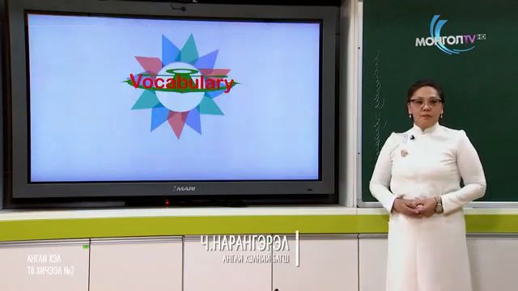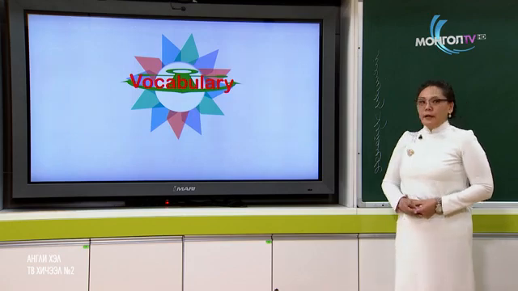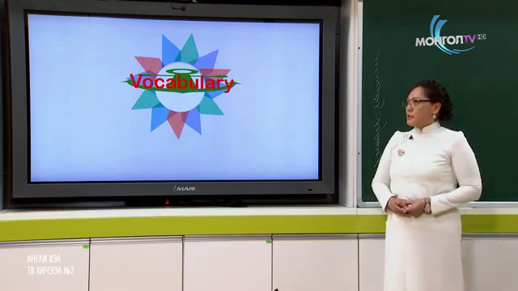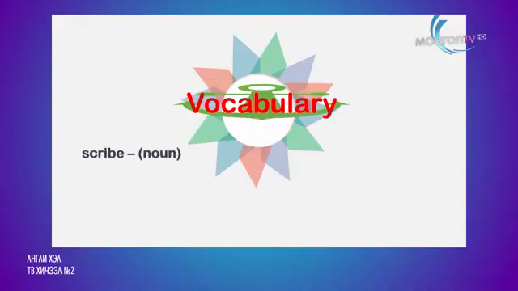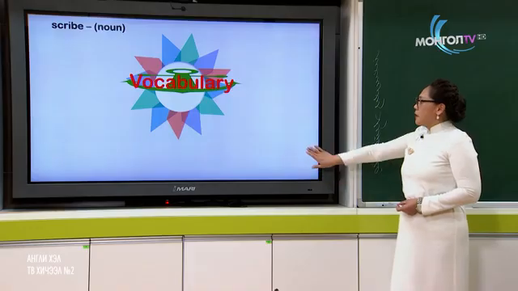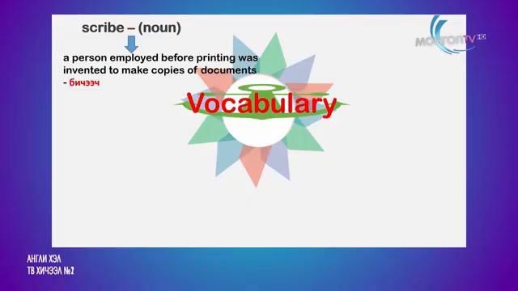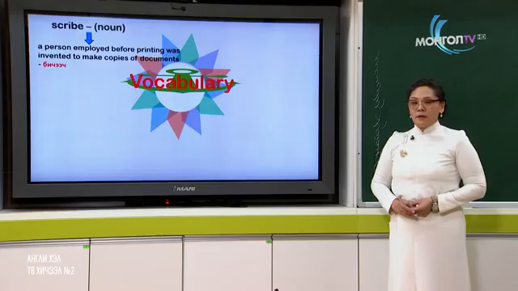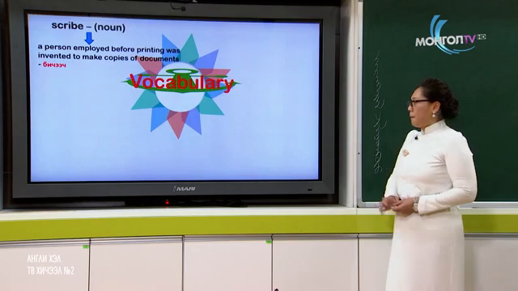Okay, let's continue. Before doing the vocabulary, open the book to page 103. I have some vocabulary that is in the text. The first word is scribe. Scribe. Listen and repeat after me. Scribe. What does this word mean? A person employed before printing was invented to make copies of documents. You see here the word is in Mongolian, as in the previous lesson.